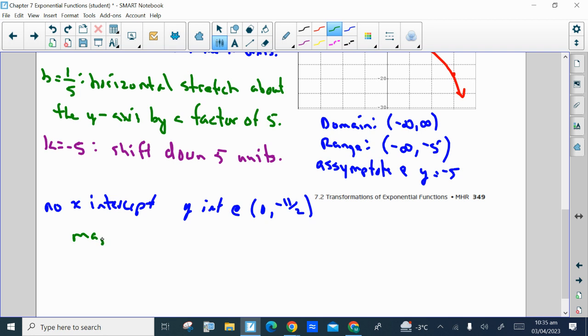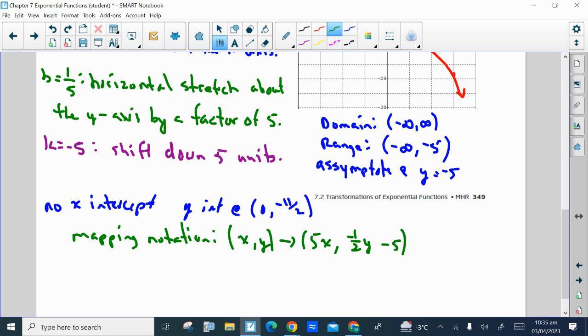If you were asked for the mapping notation for this, the parameters that affect x, if they are present, are your b and your h. Well, there is a b value here, a b value of a fifth, which we said was a horizontal stretch by 5. We multiplied all the x values by 5. And then all the y values are multiplied by negative a half first and then decreased by 5. It's your a and your k values that will affect those.